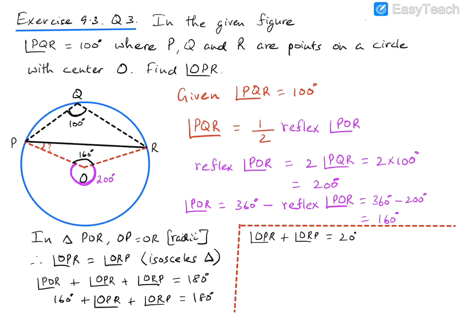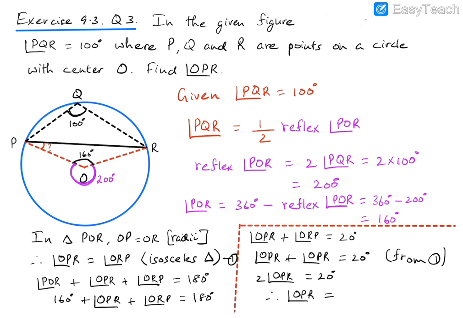So we can write this as angle OPR plus angle OPR equals 20 degrees. Why is that the case? Because of equation number 1. So 2 times angle OPR is 20 degrees, and therefore angle OPR should be equal to 20 divided by 2, which is 10 degrees. So we have our answer for the angle OPR, which is this angle over here, and that's equal to 10 degrees, which is what we are asked to find in the question. That solves the problem.